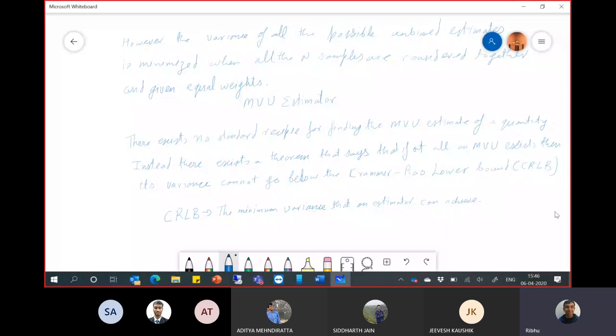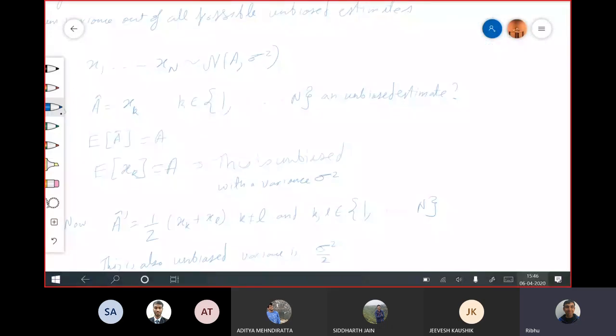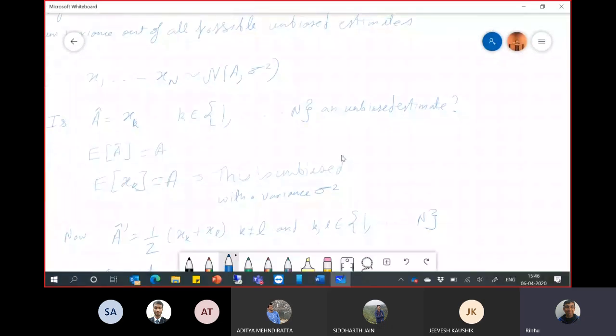Anyway, so coming to the Cramer-Rao lower bound. The official statement: we'll first state the theorem for a scalar case and then extend it to a vector case, possibly in the next class.